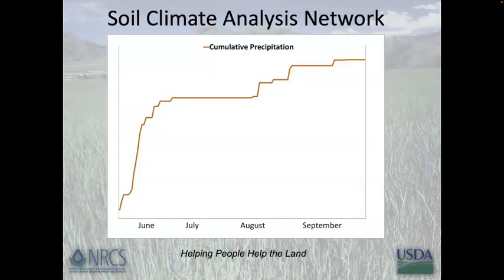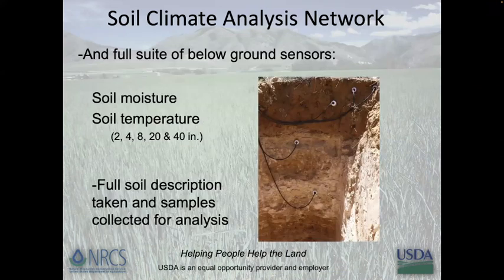So like any other weather station, you can generate a time series graph of the cumulative precip during the growing season. But what sets SCAN apart, or at least did initially, is that when the sites were installed, we did a full soil characterization. So we had a soil description, and we grabbed samples from the site for characterization and analysis.